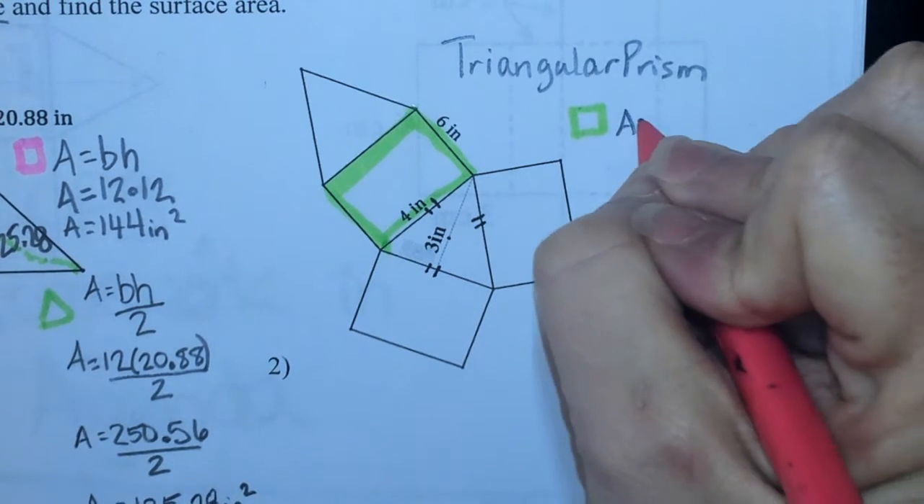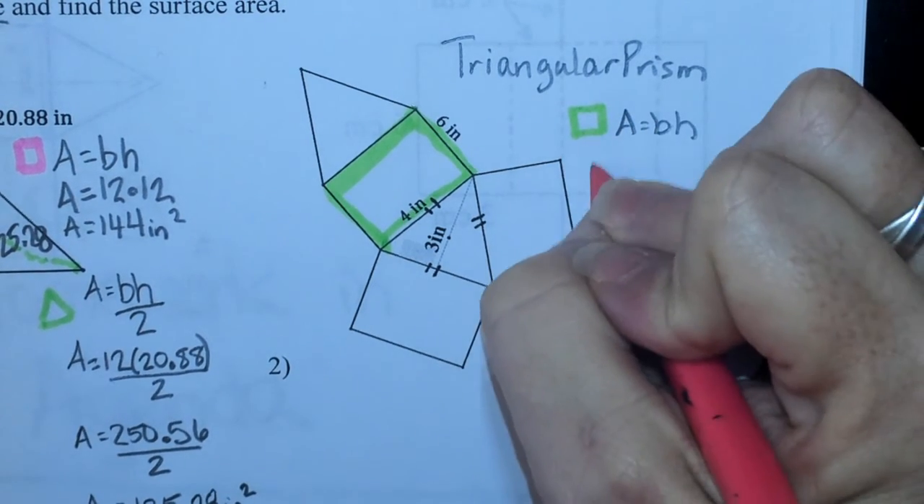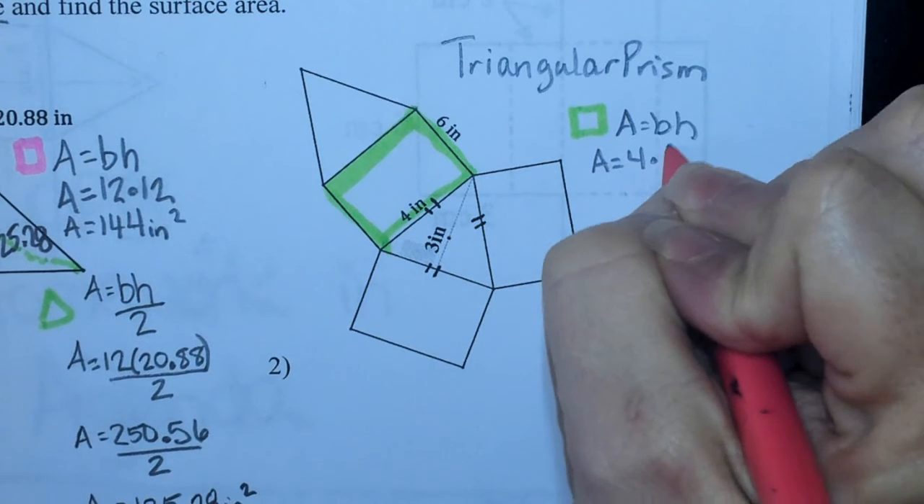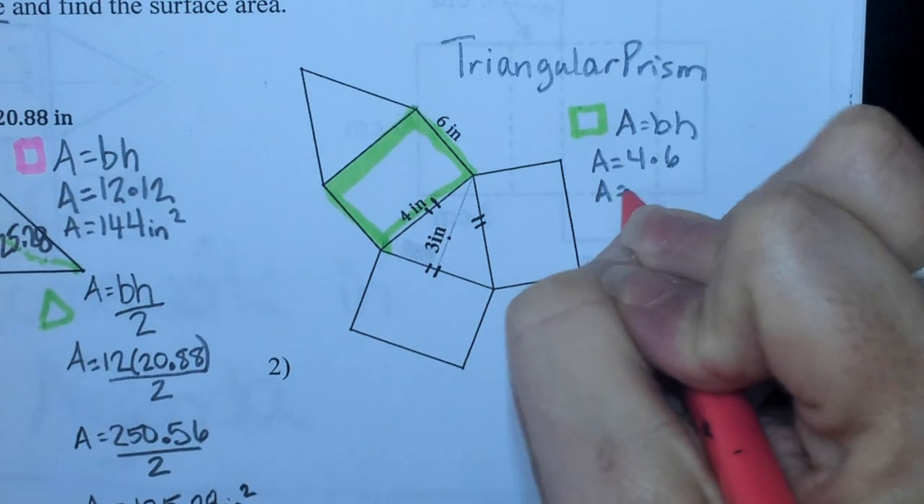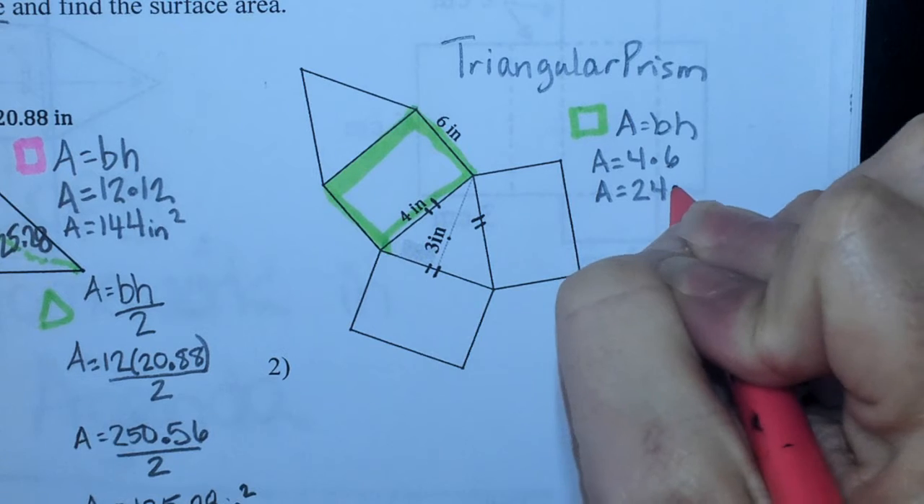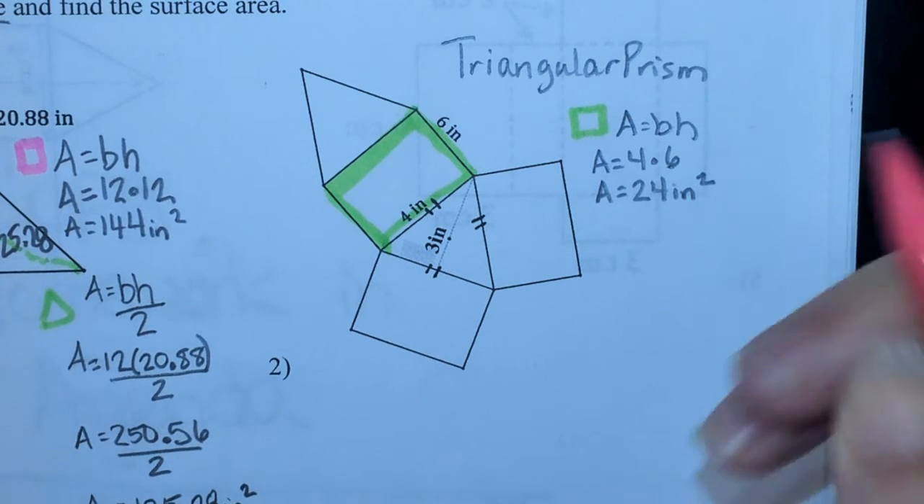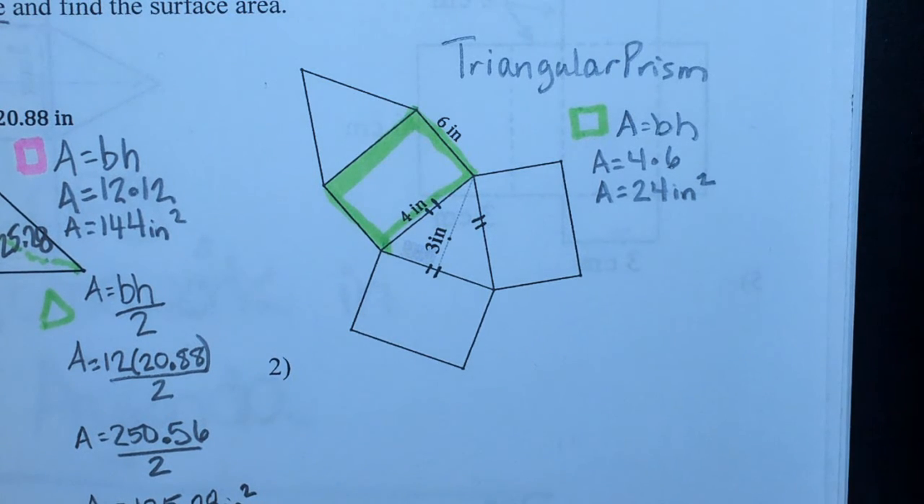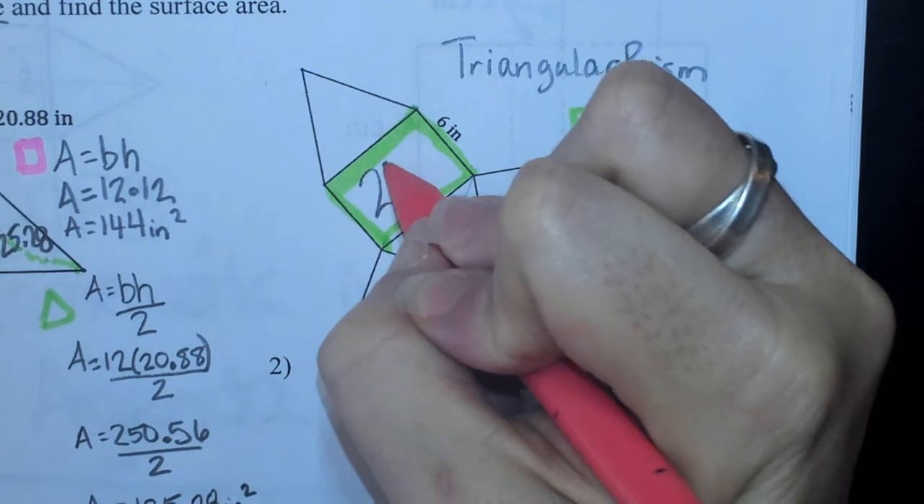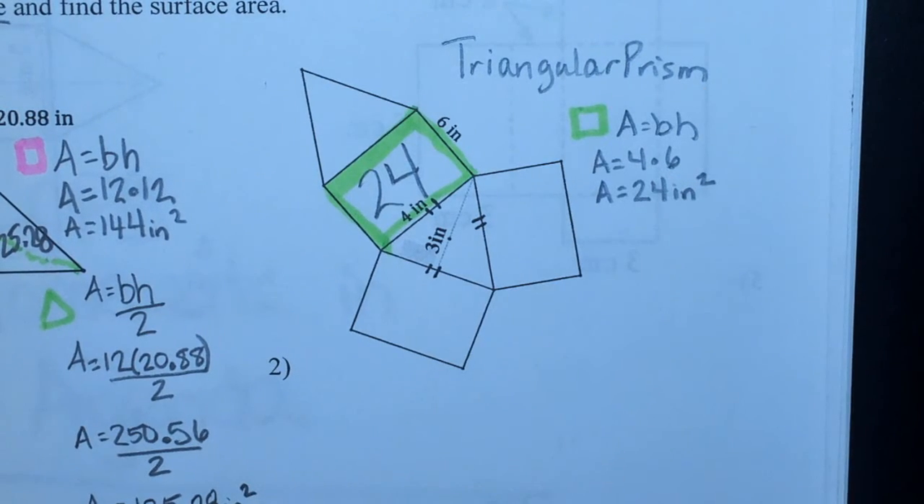being a 4 by 6. Okay, so that rectangle's 24.